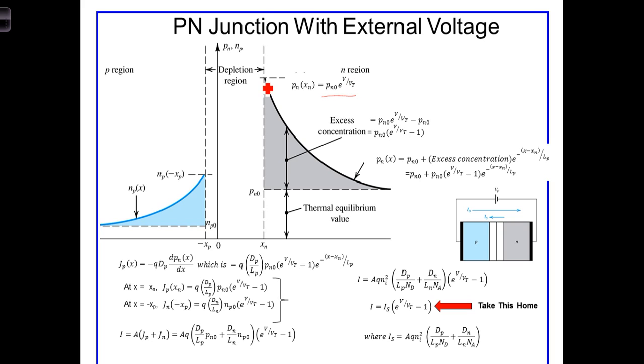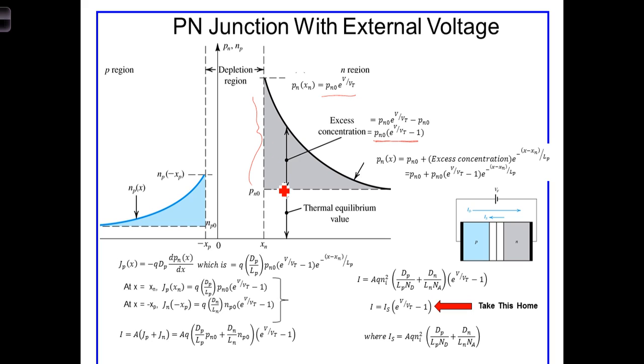Now, this additional amount right here above the thermal equilibrium we're going to call the excess concentration, and it's simply equal to this total amount minus the thermal equilibrium value, or the excess concentration is equal to p sub n0 e to the V over Vt minus p sub n0. We can factor out the p sub n0, and we have then the excess concentration, this amount right here.